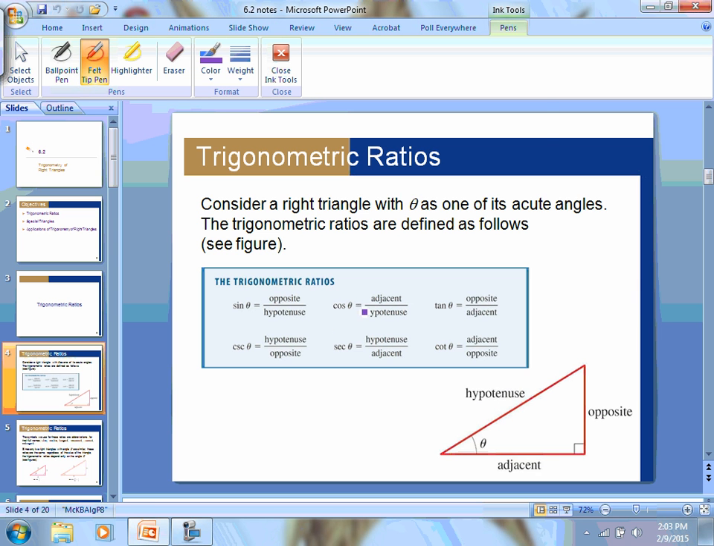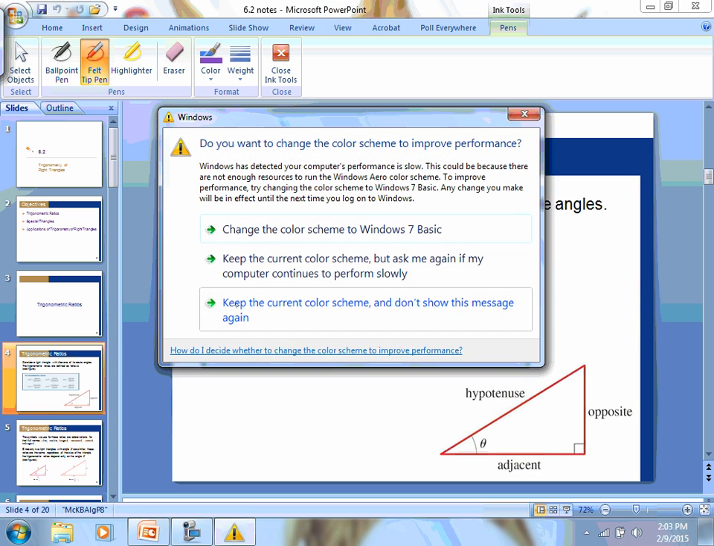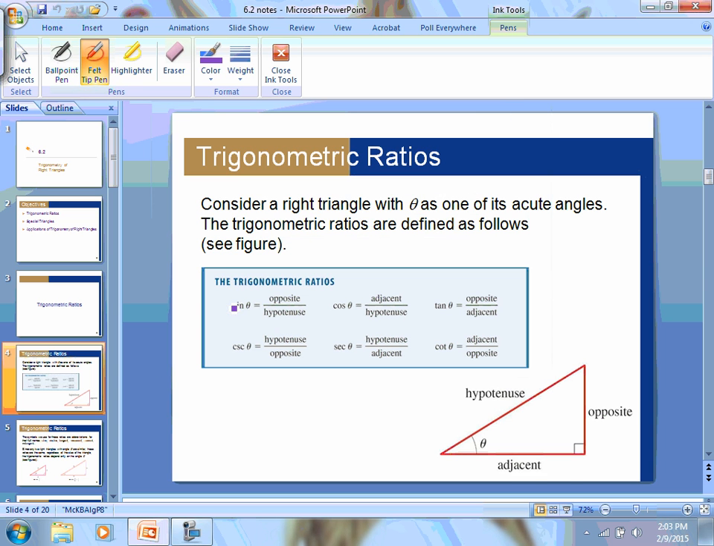Cosine of the angle is equal to the adjacent over the hypotenuse. Remember, the adjacent side is the side next to the angle. Opposite is directly across. The hypotenuse is always the hypotenuse. It's across from the right angle. And then adjacent is the other side that's right next to the angle. And then tangent's opposite over adjacent. So that's the SOHCAHTOA that you've known since geometry.